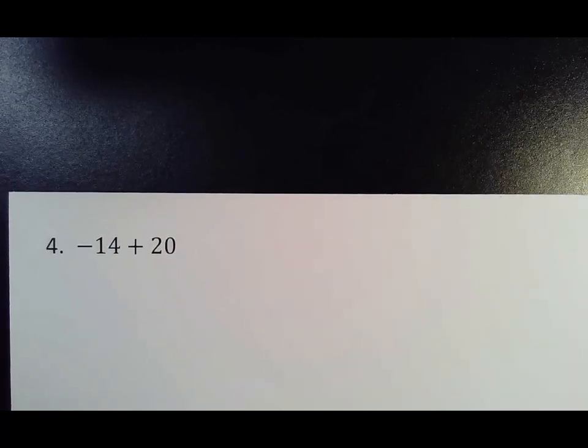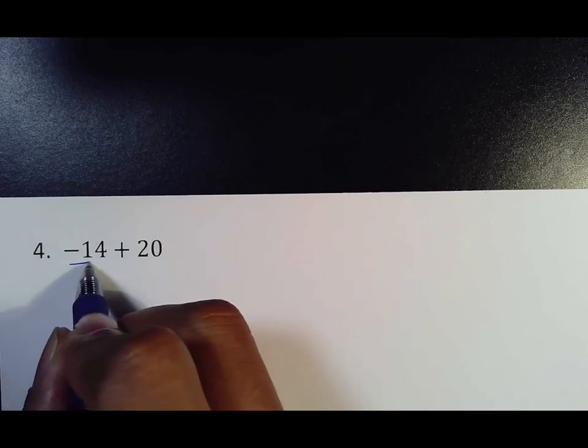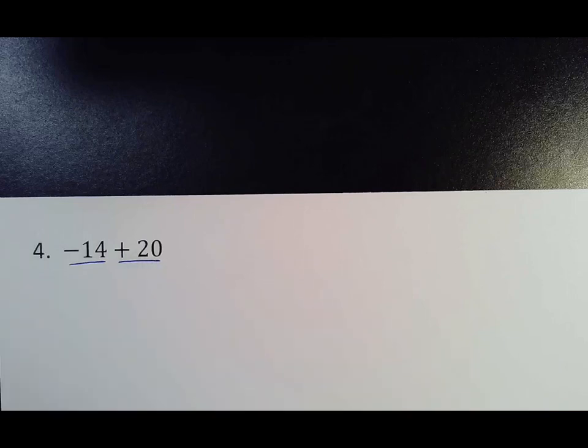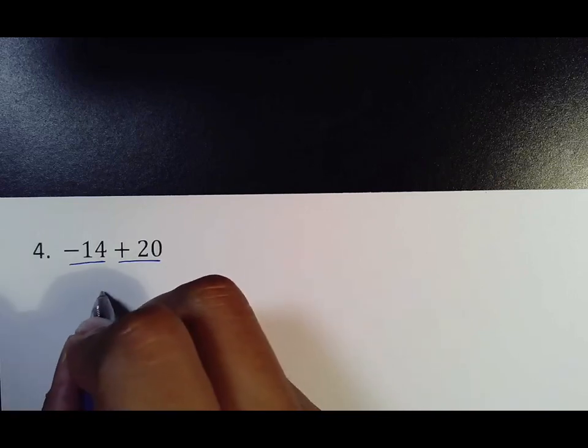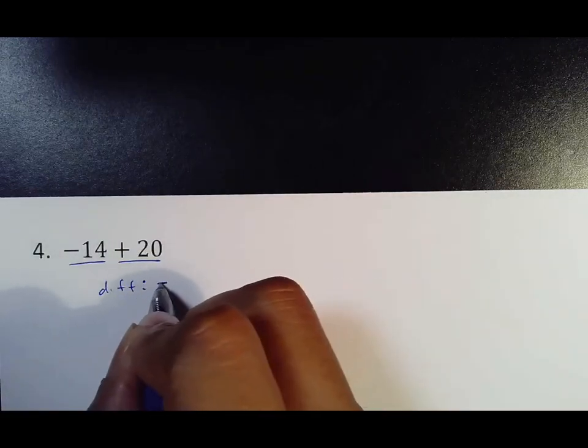Negative 14 plus 20. So again, negative 14 plus 20. What are we looking at here? We're looking at a negative 14. We're looking at a positive 20. Using your observation, we recognize that these two signs are different. Because they're different, we're going to subtract.